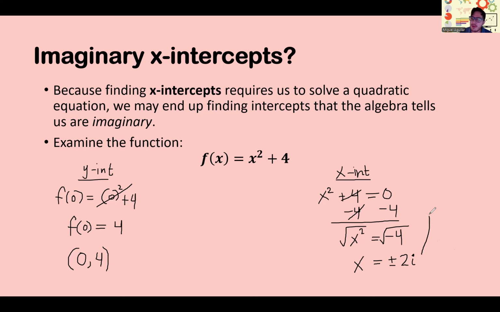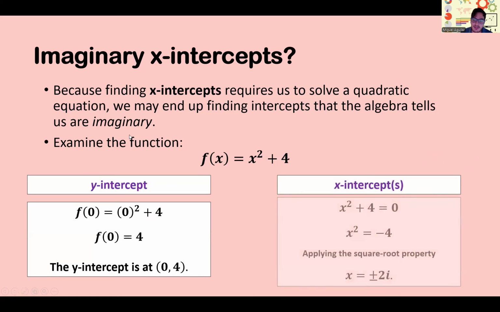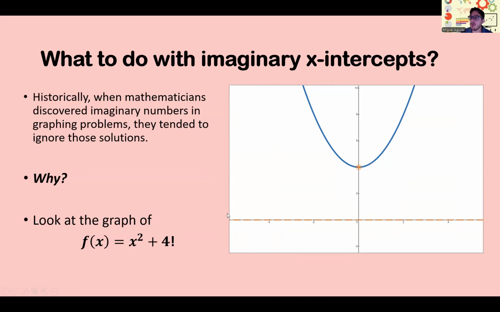So like, I would be telling you guys that the x-intercepts are -2i, comma 0, and +2i, comma 0. However, if we look at the graph in Desmos, we have this parabola. Does it have any x-intercepts?